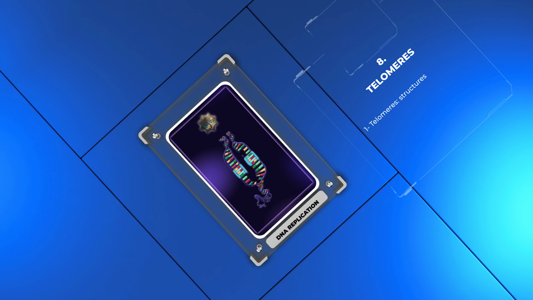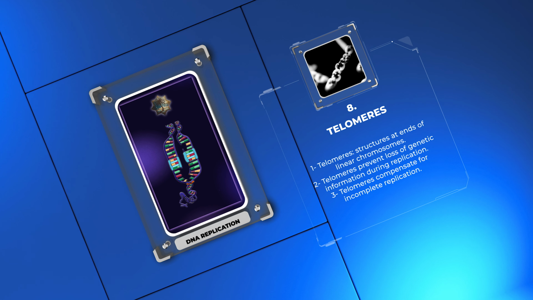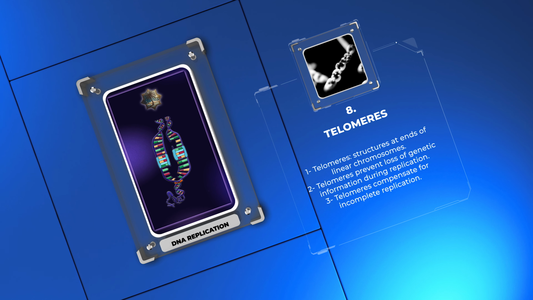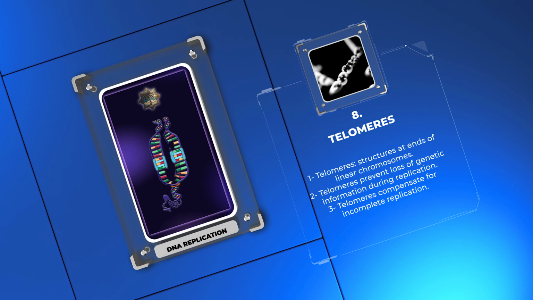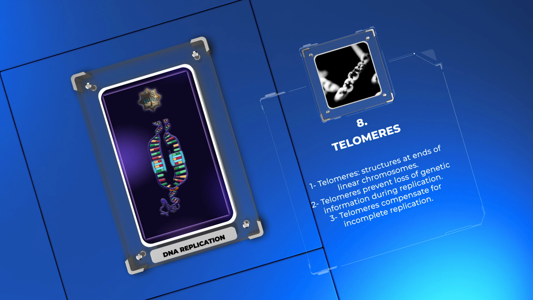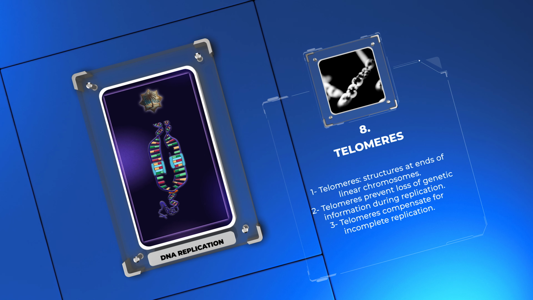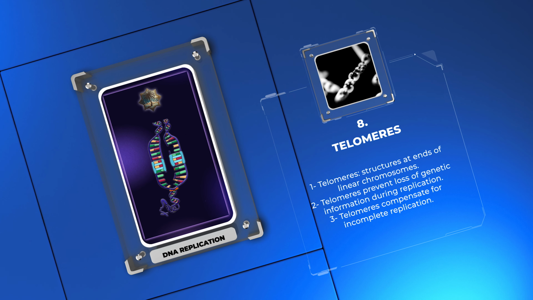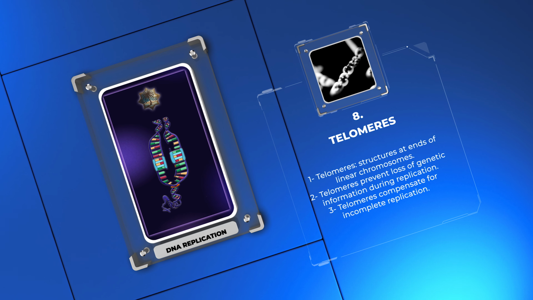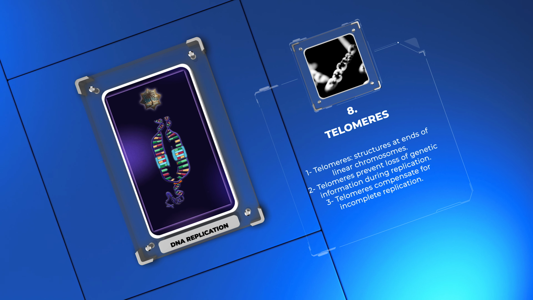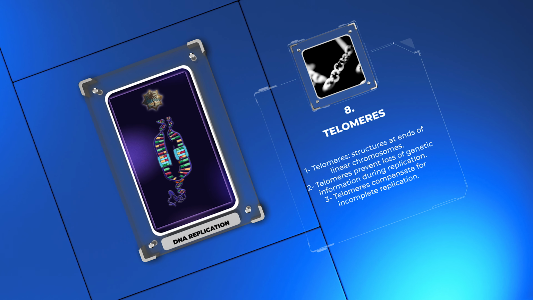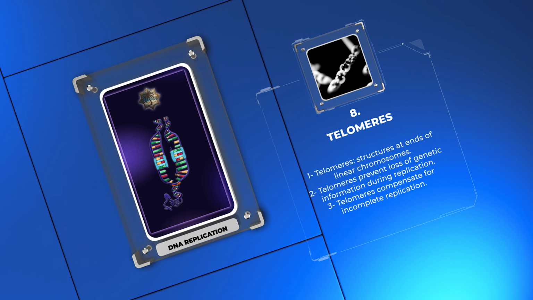Telomeres are specialized structures located at the ends of linear chromosomes. They consist of repetitive DNA sequences and play a crucial role in maintaining chromosome stability during DNA replication. Due to the nature of DNA replication, the conventional synthesis machinery fails to replicate the full length of linear chromosomes. As a result, telomeres act as protective caps, preventing the loss of genetic information by compensating for incomplete replication.